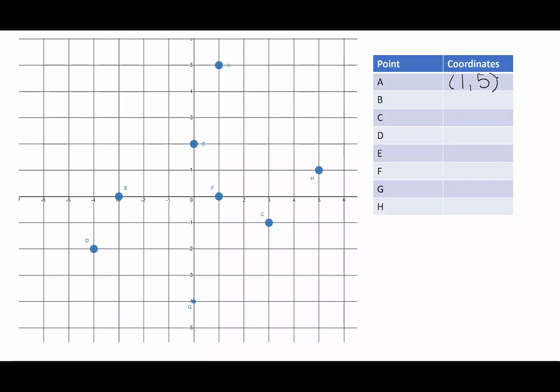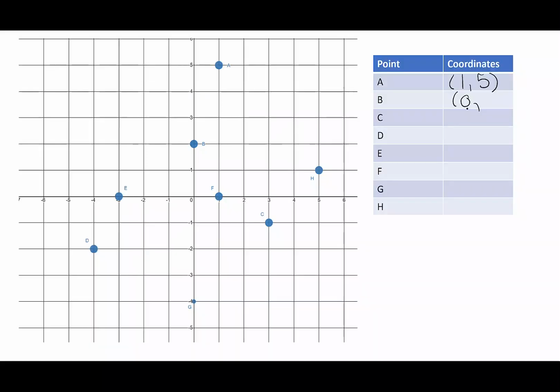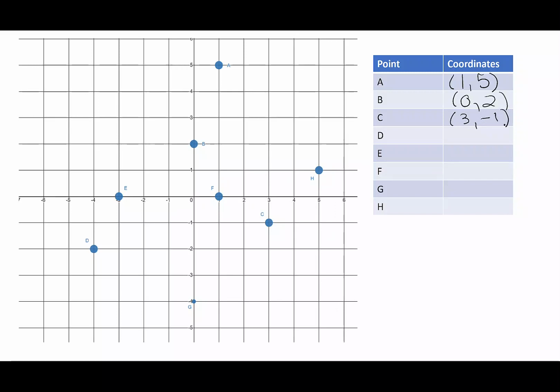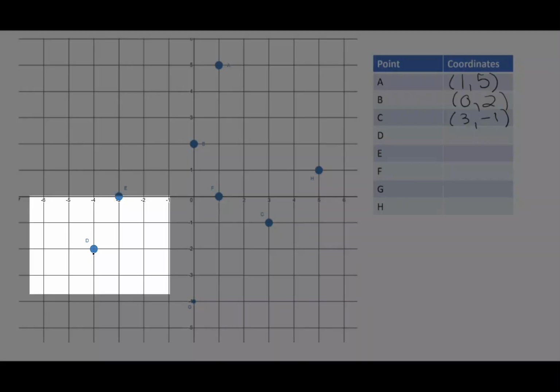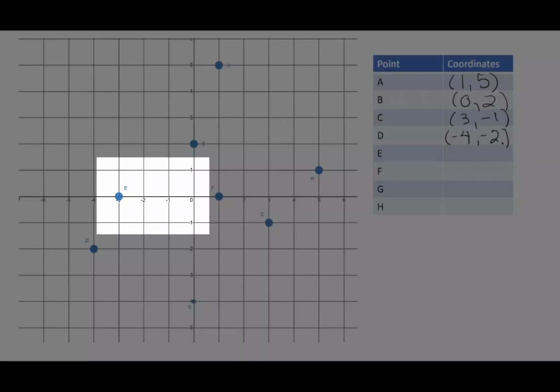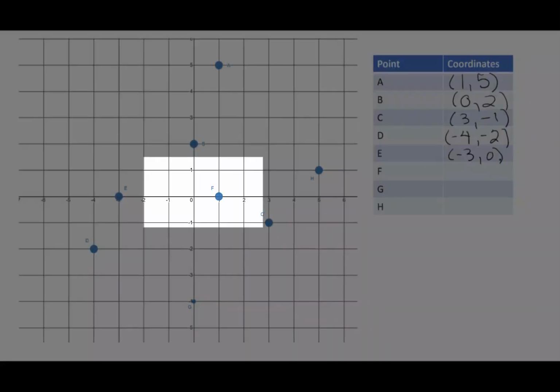As you're writing points, it's important that you use the right notation, so you need to use parentheses and the comma between the coordinates. Point B is not right or left, so I know the x-coordinate is 0, and then the y-coordinate is 2. Point C is 3 to the right and 1 down, that's (3, -1). D is 4 to the left and 2 down, that's (-4, -2). E is on the x-axis, and it's 3 to the left of the origin, so I'm going to write that as (-3, 0). F is also on the x-axis, but this time it's at (1, 0).